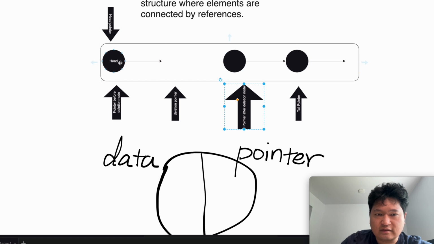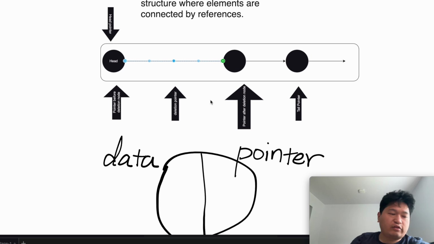And then we go back to the pointer before the deletion node, and we reference it, instead of to the deleted node, to the pointer after the deletion node. And so those are the three main activities to do with the linked list: traverse, add, delete. And traverse can also be like find.